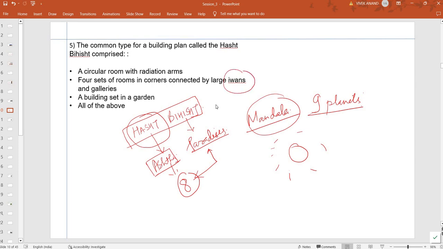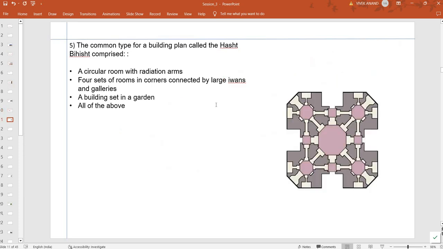Ivans, what is this Ivan? Can anyone tell? Do you remember this kind of structure? I'm not sure if you can understand from this. Better I go to the next slide.